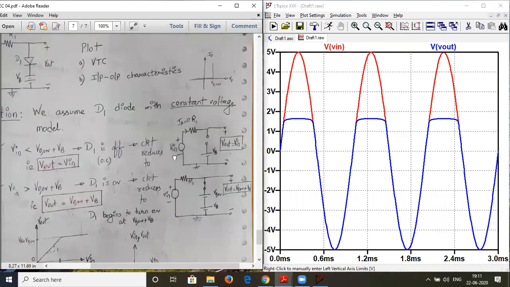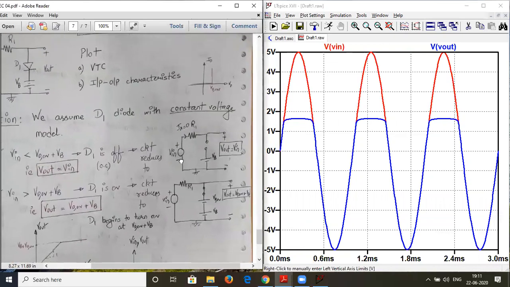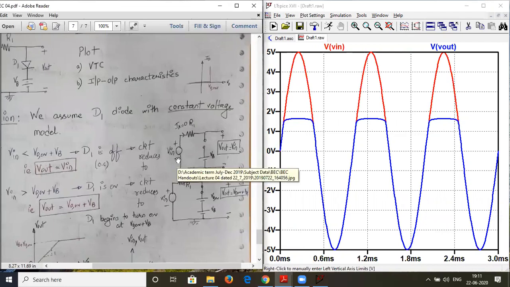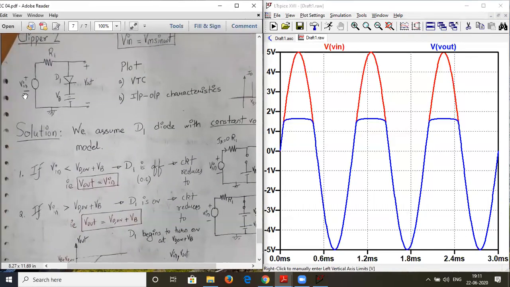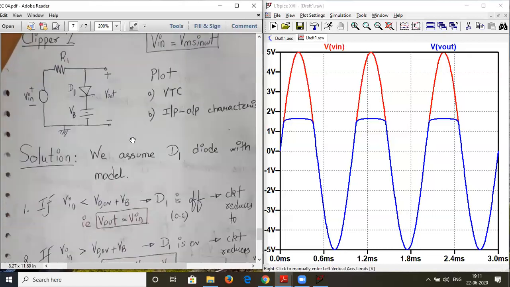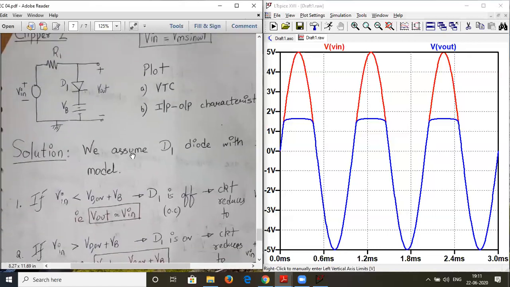So let us see how this will work. We again assume that the diode is using the constant voltage model. Here the diode will be on. We have to just determine when the diode will be on. So is this bias voltage helping the diode to turn on? No, actually. We have applied a positive voltage connected to the cathode terminal, so it is not helping.